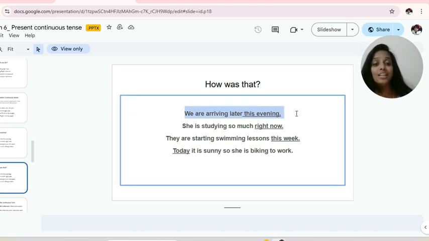We are arriving later this evening. So, this evening, that's the key word. That's the signal word for that sentence. She's studying so much right now. Right now. That's the signal word. They are starting swimming lessons this week. This week is the key word or the signal word for this sentence. Today it is sunny, so she is biking to work. Today, again, that's the signal word.